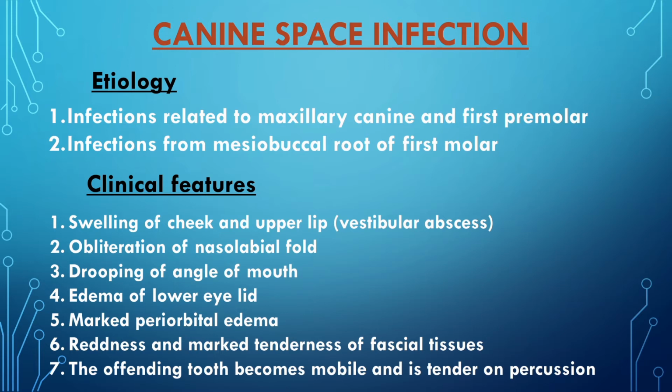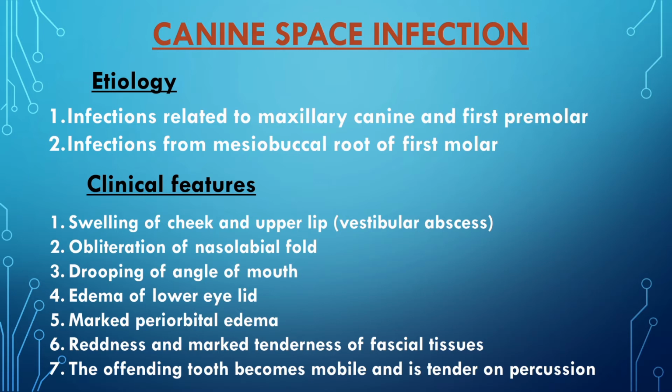The clinical features of canine space infection include swelling of the cheek and the upper lip, which is called the vestibular abscess. Then there is obliteration of the nasolabial fold, drooping of the angle of the mouth, and edema of the lower eyelid. There is marked periorbital edema, redness and marked tenderness of the facial tissues, and the offending tooth becomes mobile and is tender on percussion.